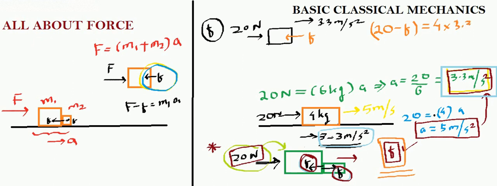3.3. So instead of writing 3.3, can I write 10 by 3? Because it is the same. Because 10 by 3 is also 3.3. When you evaluate 20 by 6, you'll get 10 by 3. So for my convenience, I have written this. Now you need to solve it. It's very easy. You have 20 minus f here, and you have 40 divided by 3 here.